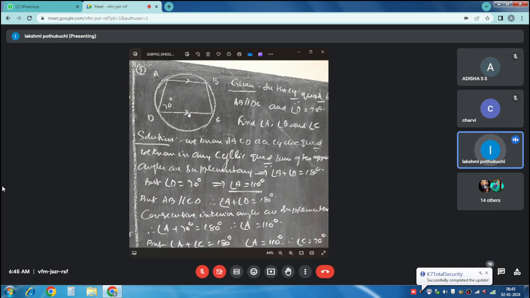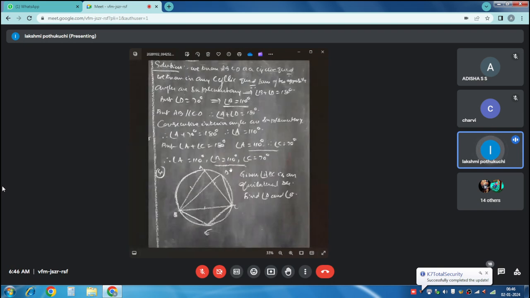And we know AB and CD are two parallel lines. AD is a transversal. When two parallel lines are intersected by a transversal, the sum of the consecutive interior angles is supplementary. Therefore, A plus D is 180, but D is equal to 70, so A is equal to 110. When A is equal to 110, C will become 180 minus 110, which is equal to 70. We found all three angles. Over.